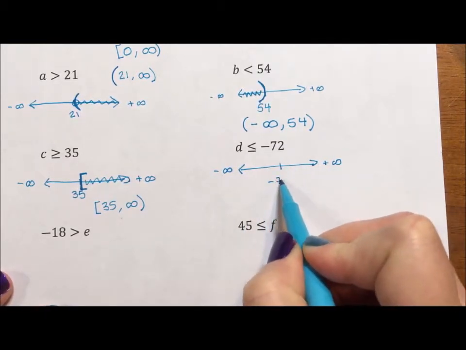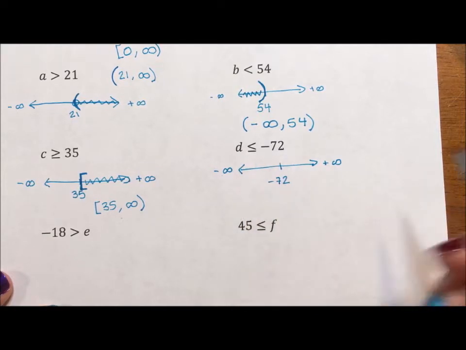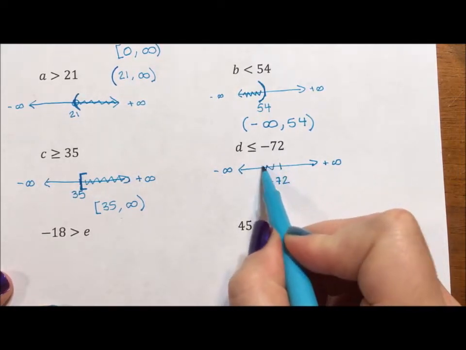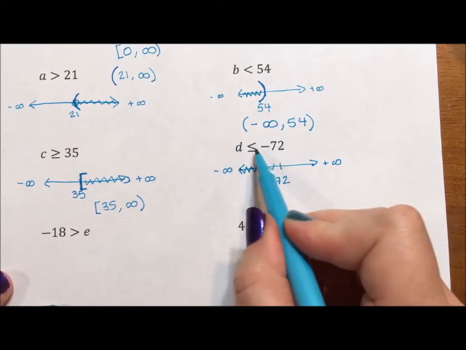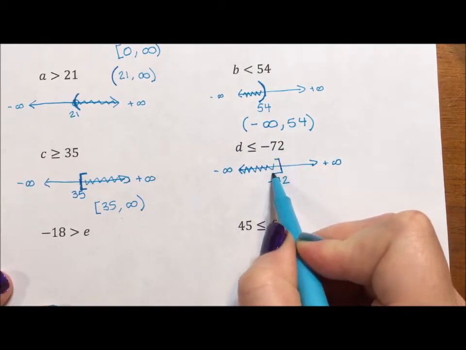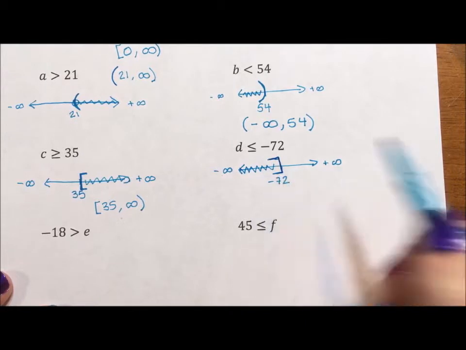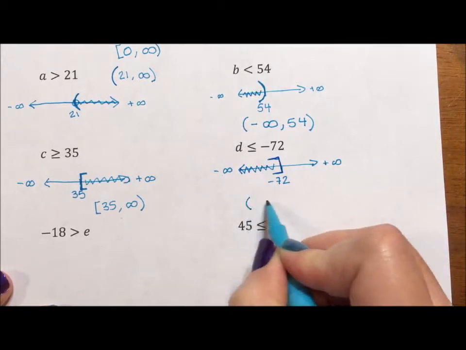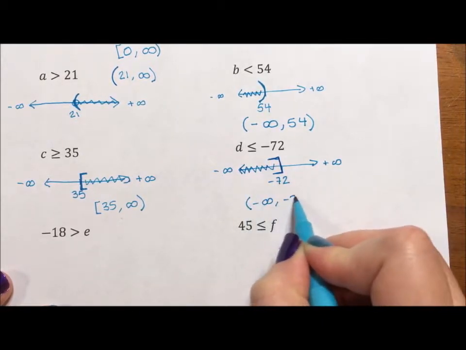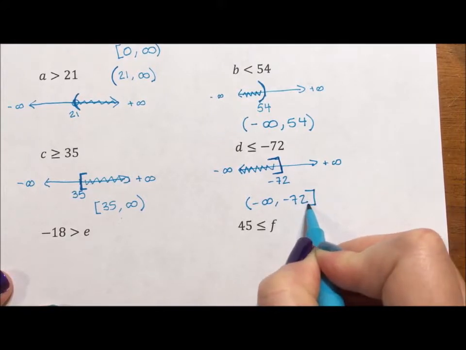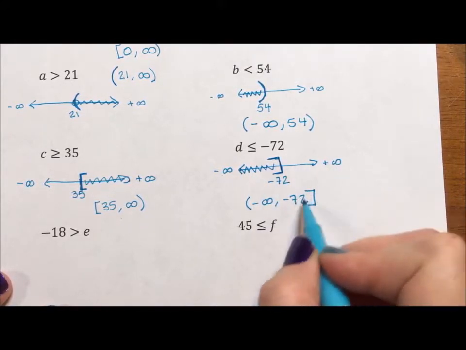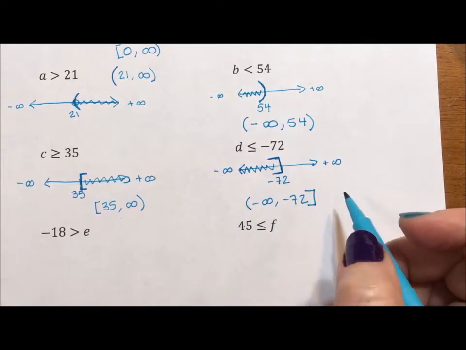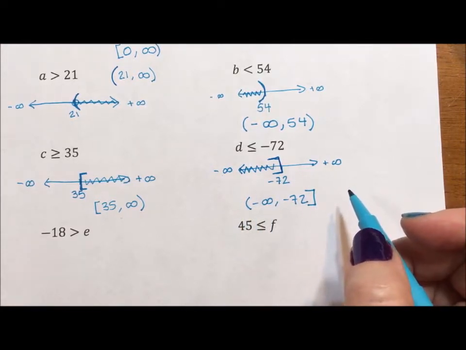And if you just start off with a number line and put the infinities where they belong, it's a lot easier to see that if d is less than, it's going towards negative infinity. There's an equal sign. We'll do a bracket in the direction that we're shading. And then we can see that it's a parenthesis, negative infinity, negative 74, bracket. All of these little symbols help translate to interval notation easily.